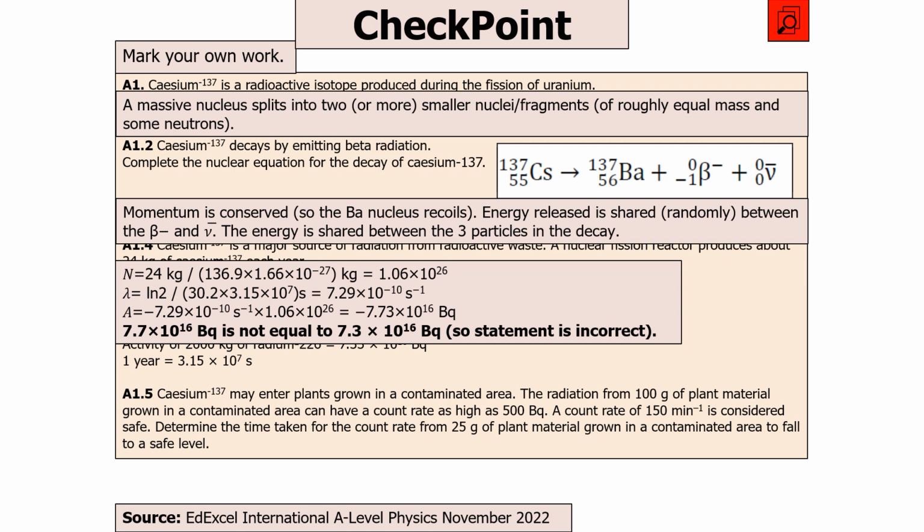So activity is lambda N. We've got lambda, we've got N, multiply the two together, and we get 7.73 times 10 to the 16 becquerels, which is not equal to 7.3 times 10 to the 16 becquerels, so it's not correct.